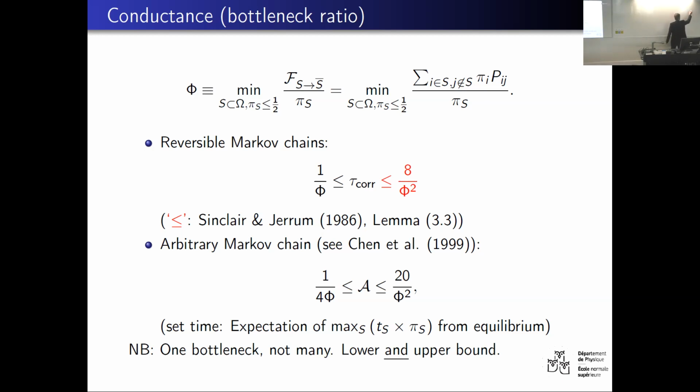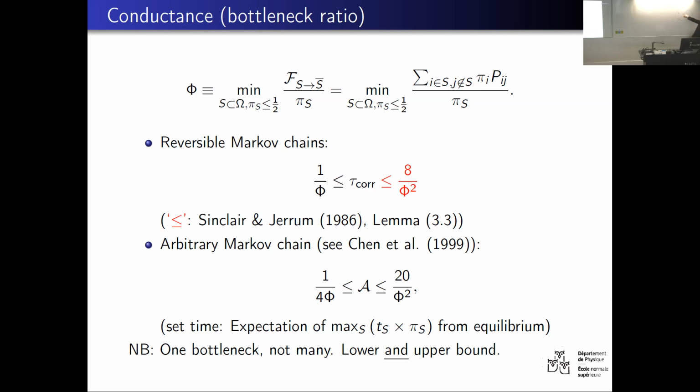So now let's discuss conductance. The conductance thing is any Markov chain. So this is omega. Any Markov chain looks like this. So you have a bottleneck. You have a left side S, with pi of S less than 1/2, and it goes over.